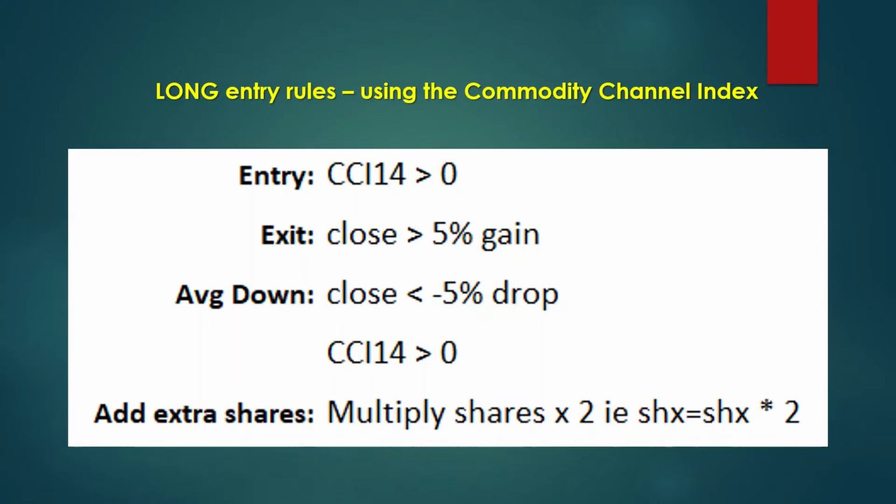I've had to demonstrate the entry and exit strategy with two scenarios. The first scenario is where we enter the trade when the commodity channel index 14 period crosses over the zero line. We exit the trade when the closing price gains at least 5%, and we average down when the close of the day declines by at least 5% and the CCI14 breaks above the zero line. We then buy double the quantity of shares from the previous trade we made.